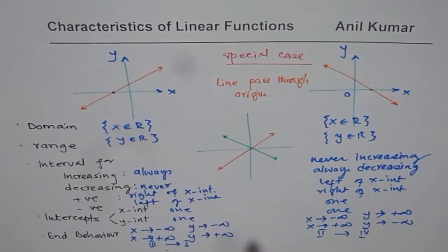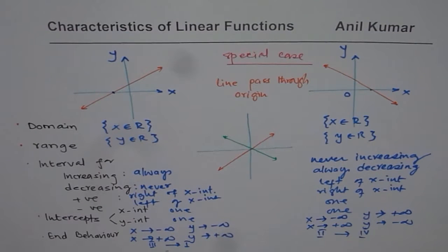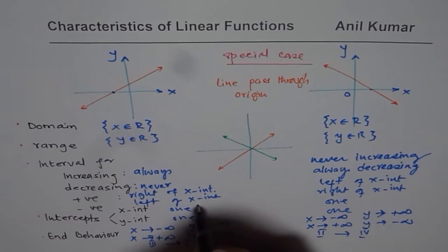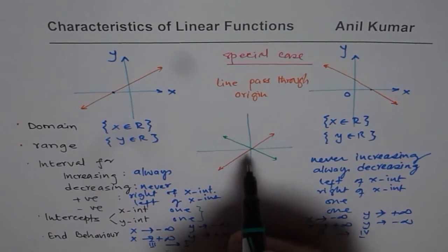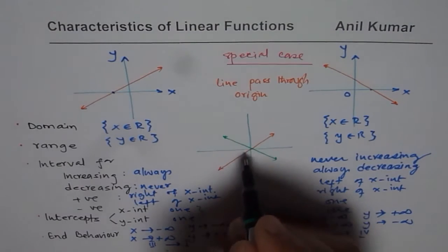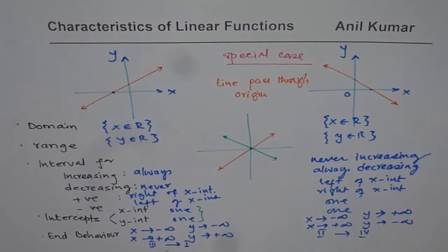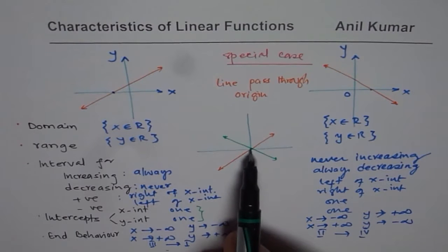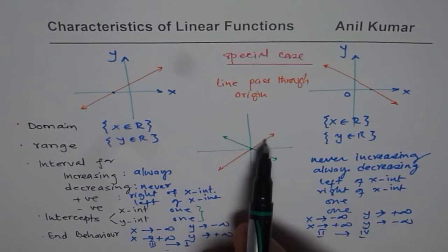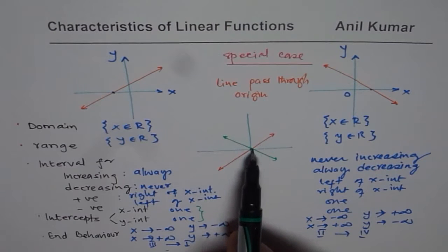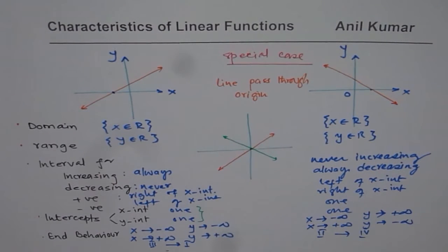Do you see that? In that case, what you notice is that all these characteristics remain the same. However, what you find here is that the x and y intercepts are at the origin, right? And since the intercepts are at the origin, the sign of the line changes as it crosses the origin, right? So as it crosses the origin, the sign changes. Domain, range, all of the things remain the same, right? So that is how you could explain the characteristics of linear functions.